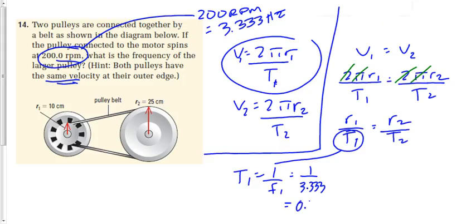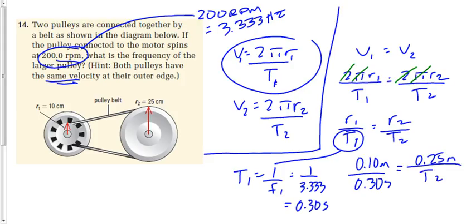That works out to be 0.30 seconds for the period. All right, so let's sub that in. R1 is 0.10 meters divided by 0.30 seconds. R2 is 25 centimeters, or 0.25 meters, divided by T2. Now, we're not actually looking for T2, we're looking for F2, but we know that once we get T2, the period of the second pulley, then we can find F2 pretty easily from that.